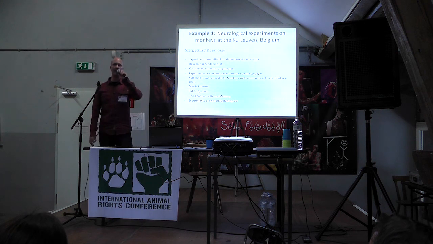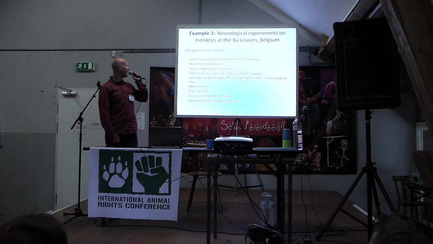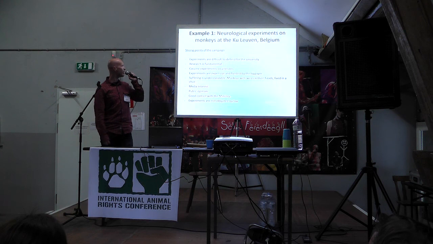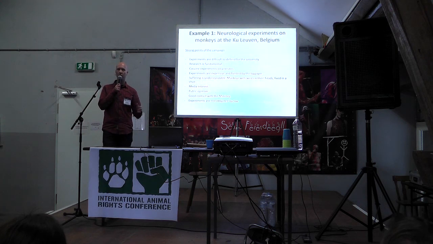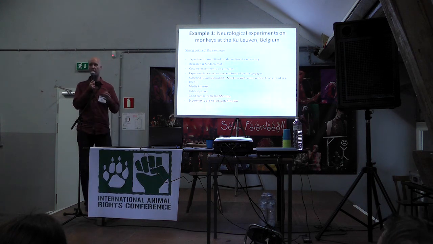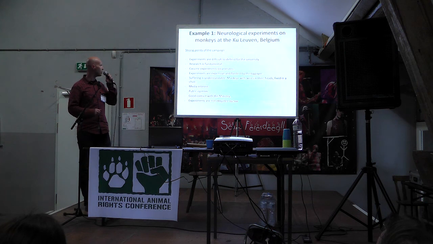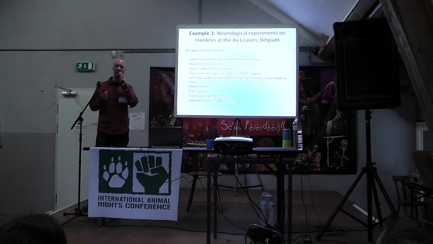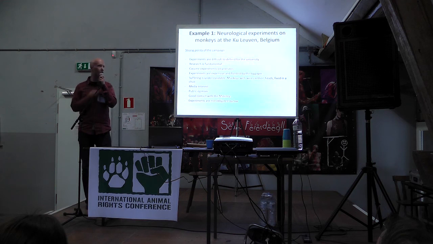I'll give you a few examples. Example 1. It's a neurological experiment on monkeys at the KU Leuven in Belgium. We analyze and evaluate that in order to be aware if we're really going to win this campaign or not. So we make a strong and weak points list of this campaign. We started this campaign in 2009, so we're really clear about what our strong points are.